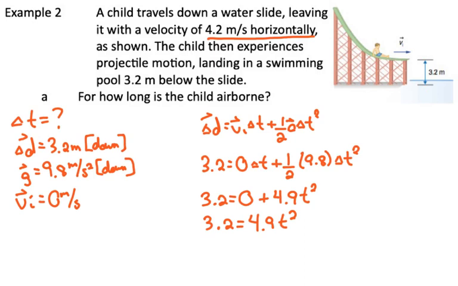Divide both sides by 4.9, and we get 0.65306 equals T squared. Taking the square root, we'll take this to 2 sig figs, and we get a time of 0.81 seconds for this child to fall.